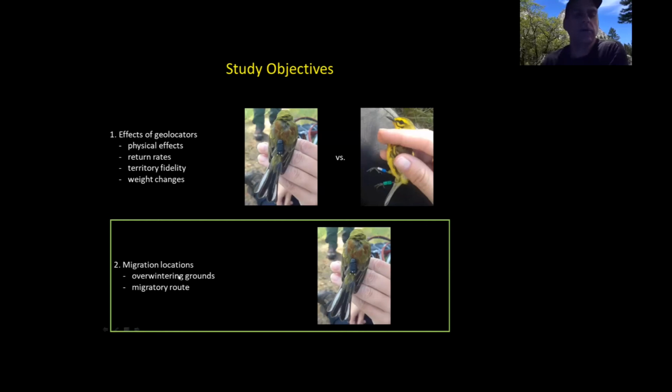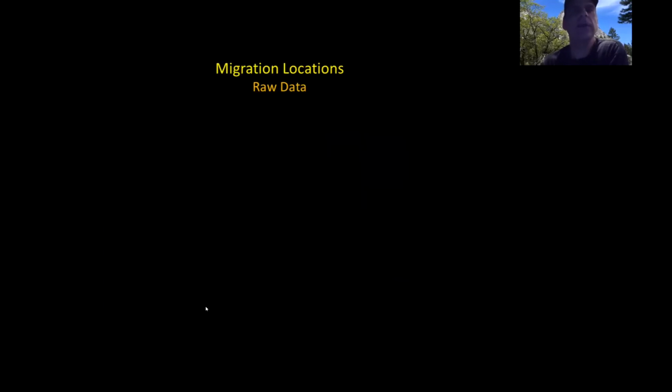Okay, so now let's turn to our second objective, and this is: where do the birds go? Let's start by looking at what the data that these geolocators collect looks like. The geolocators were deployed an average of 325 days at the Pine Bush and 343 days at Montague.